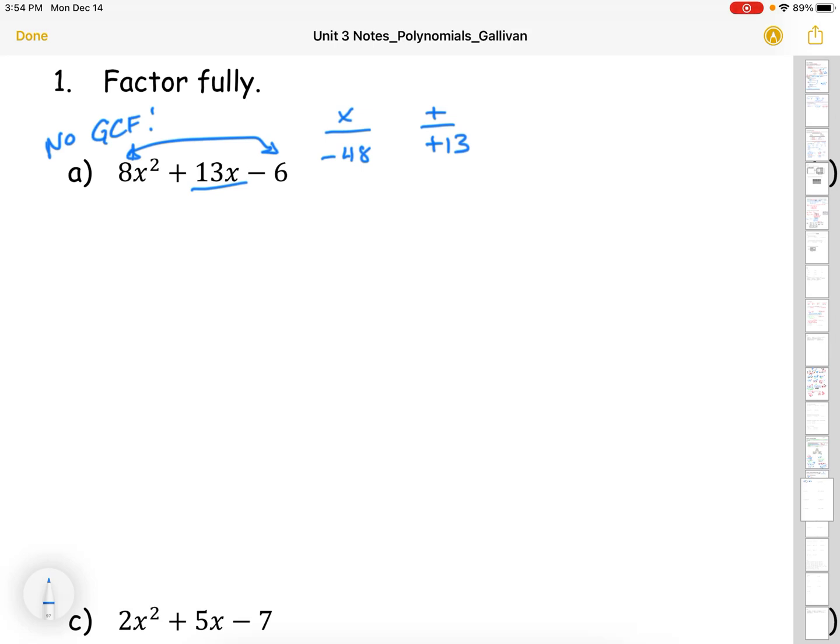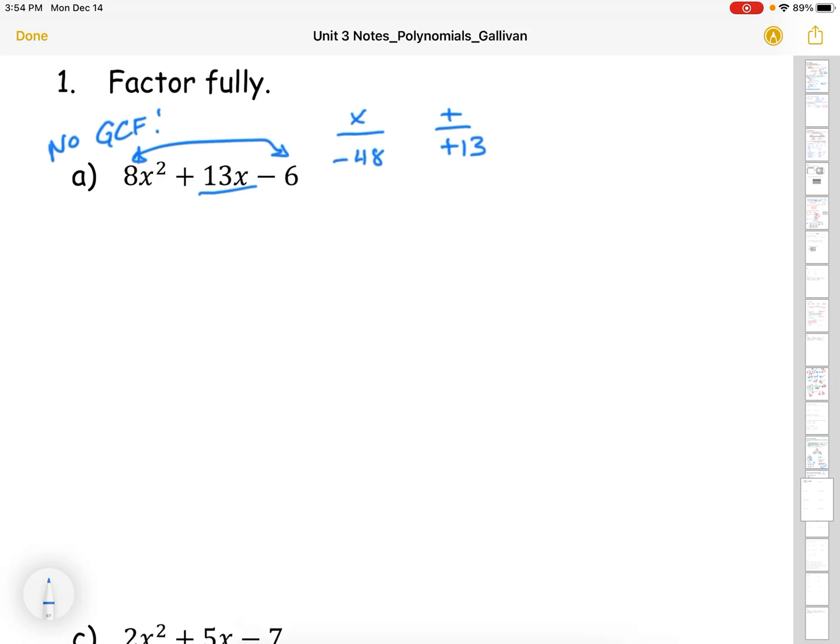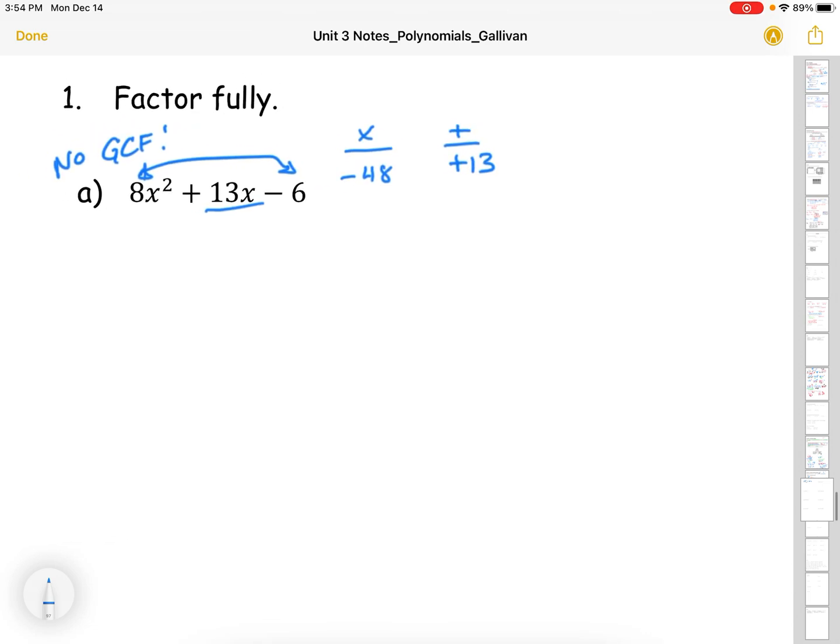So let's list our factors of negative 48. I know right now it's not 1 times 48. So that is 2 times 24, 4 times 12. 48 divided by 3, it's also 3 times 16. Now, it's got to be a negative answer. If I make my 3 negative, negative 3 plus 16 will work.